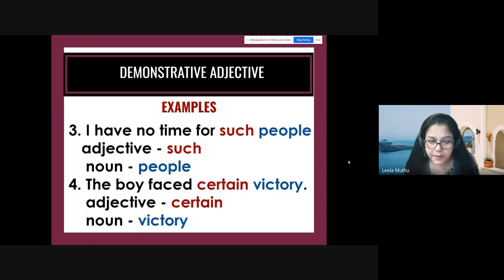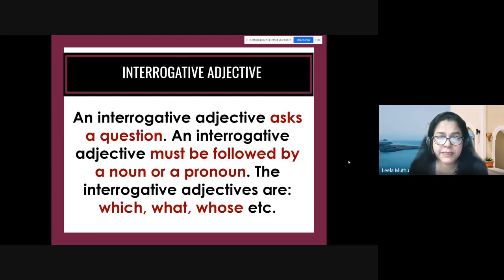Always. I have no time for such people. Such is coming before people, and it describes which type of people? Such people. The boy faced certain victory. What kind of victory did he face? Maybe he would not be victorious. No, he faced certain victory. Demonstrative adjective. All right. Now we go to the next one, which is interrogative adjective.